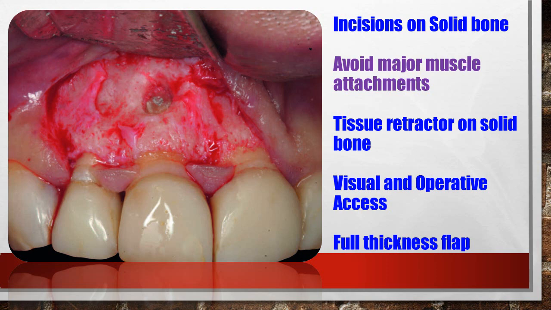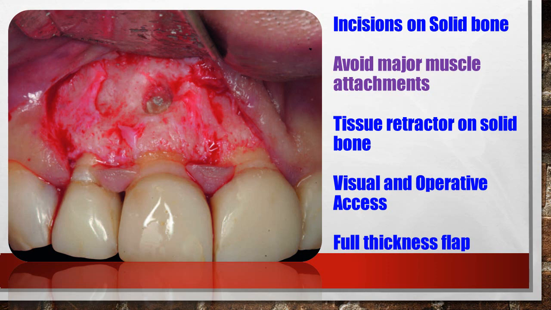Your tissue retractor, when you are using it to retract the soft tissues, has to rest on solid bone. Otherwise, it is going to damage your soft tissue if it is resting only on soft tissue. It might lead to necrosis of the soft tissue, because of which your blood supply is going to be hampered. Then, of course, you have to have good visual and operative access, and you have to give a full thickness flap. If you give a partial thickness flap, you're not going to have a sufficient amount of healing.